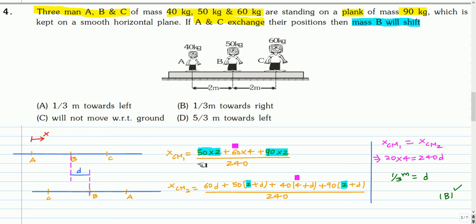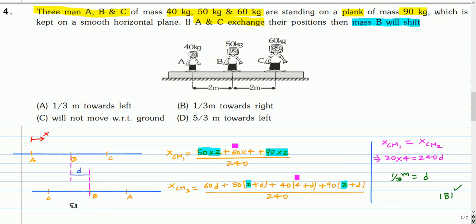So the position of center of mass in the first configuration is mass of A into 0, so it will not come. So mass of B is 50 into the distance is 2 meters, and mass of C is 60 into this distance is 4 meters, plus the mass of the plank is 90, and the position of the center of mass of the plank will be at the position of B, that will be in the middle. So the center of mass of the plank will be here, and that is a distance of 2 meters. So 90 into 2 divided by the total mass, that is mass of the men 40 plus 50 plus 60 plus mass of the plank 90. So the total mass is 240.